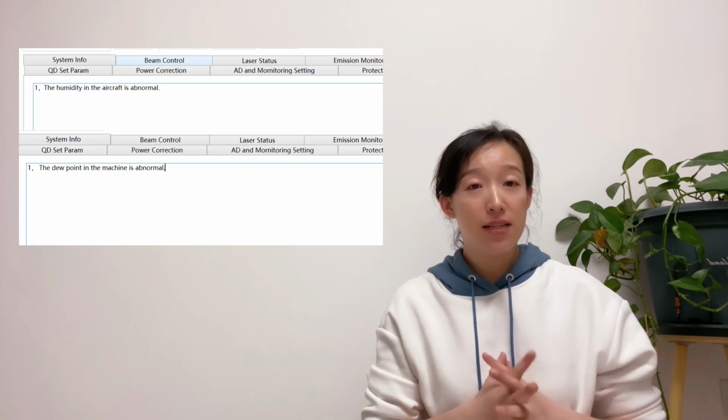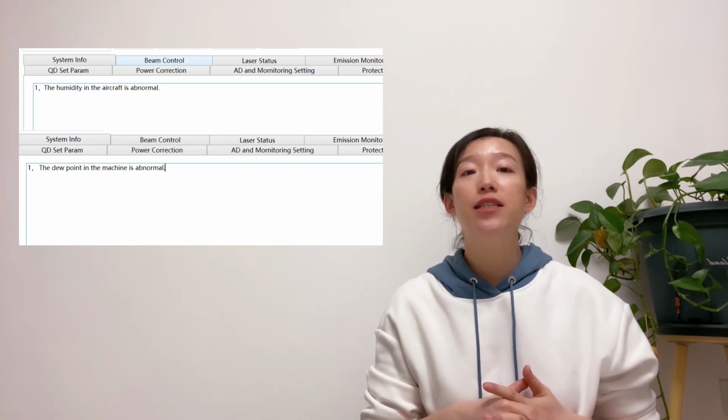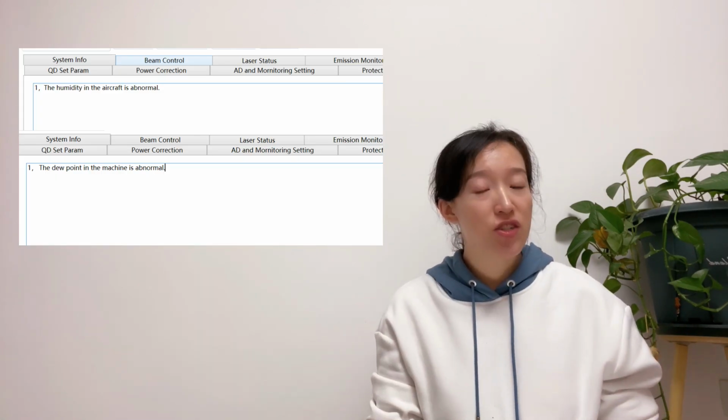In the summer or after heavy rain or when the local humidity is relatively high, when we turn on the machine in the morning, or the laser is restarted after a period, such as a week, we may encounter condensation and high humidity alarms. The reason for the alarms is temperature discrepancy. When the equipment is not running, the temperature difference between the inside and outside of the laser is large, resulting in the condensation of moisture in the air inside the laser.